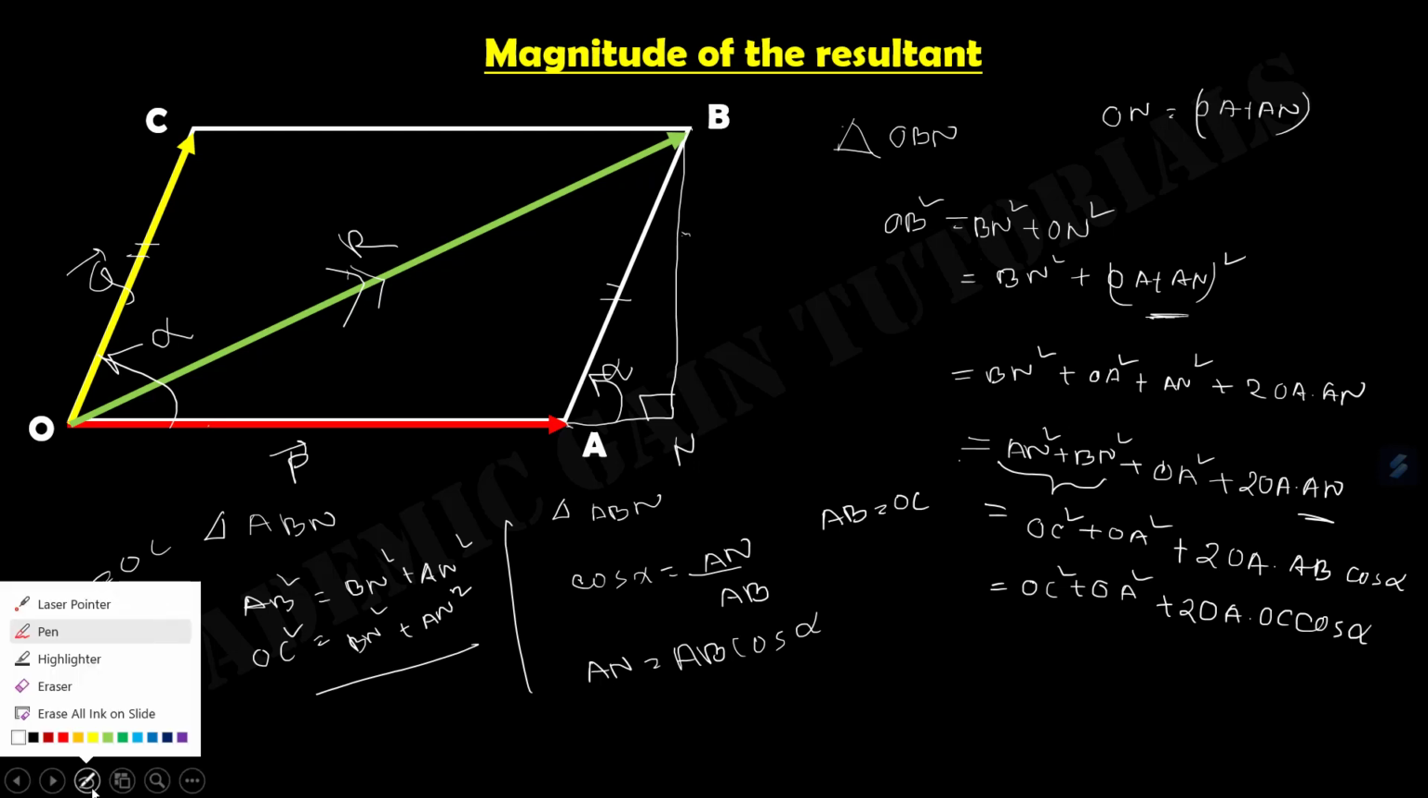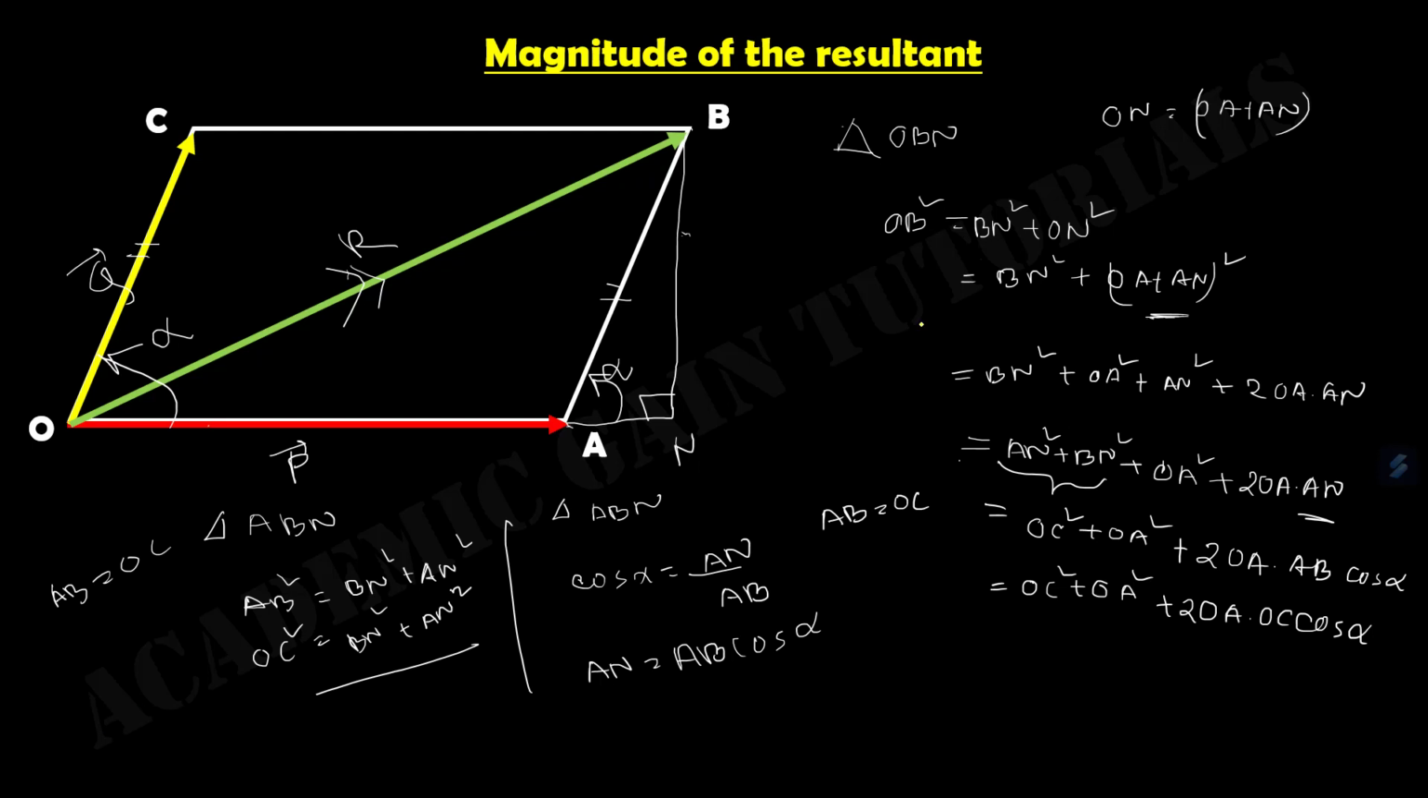Now, as OB is the diagonal of this parallelogram OABC, we represent this diagonal OB as R, and we know the two vectors are represented as OA equals P and OC equals Q. So instead of OA and OC, we will write P and Q. So that will be R square equals Q square plus P square plus 2PQ cos alpha.